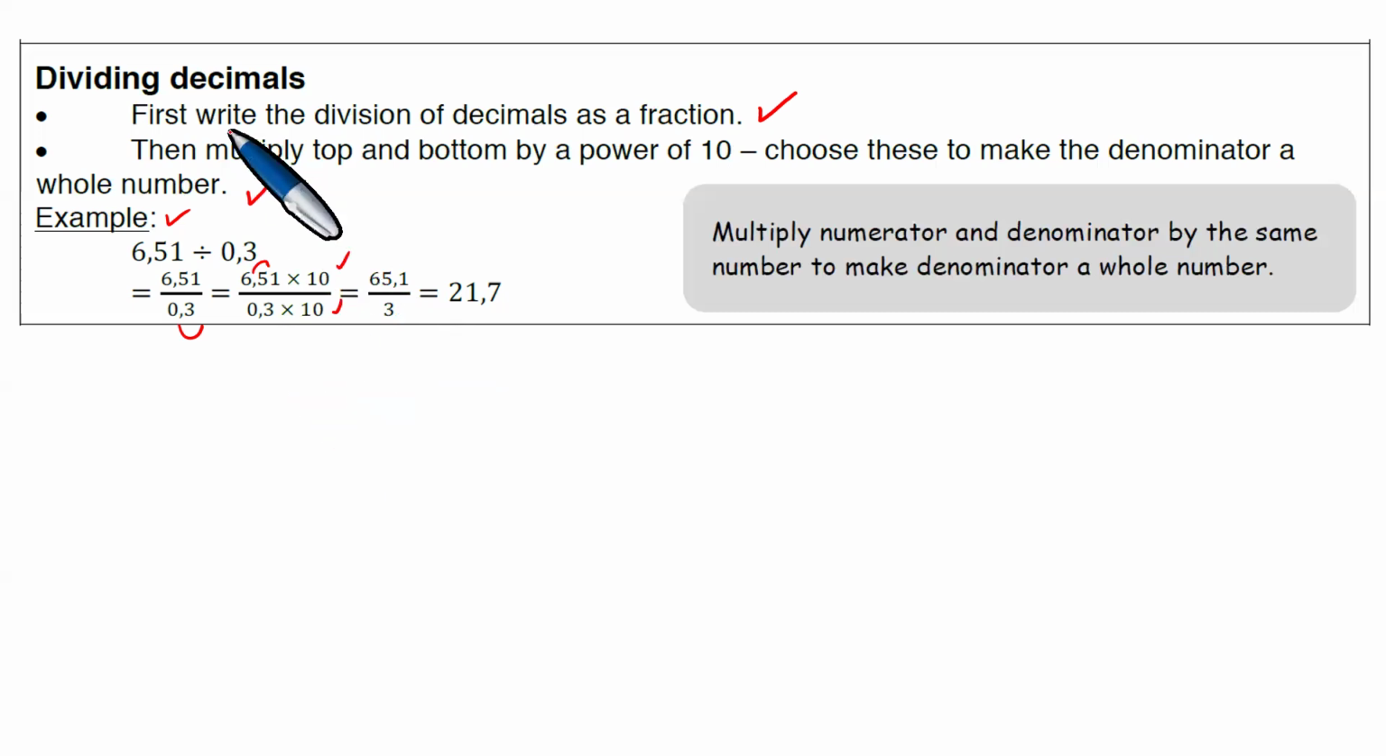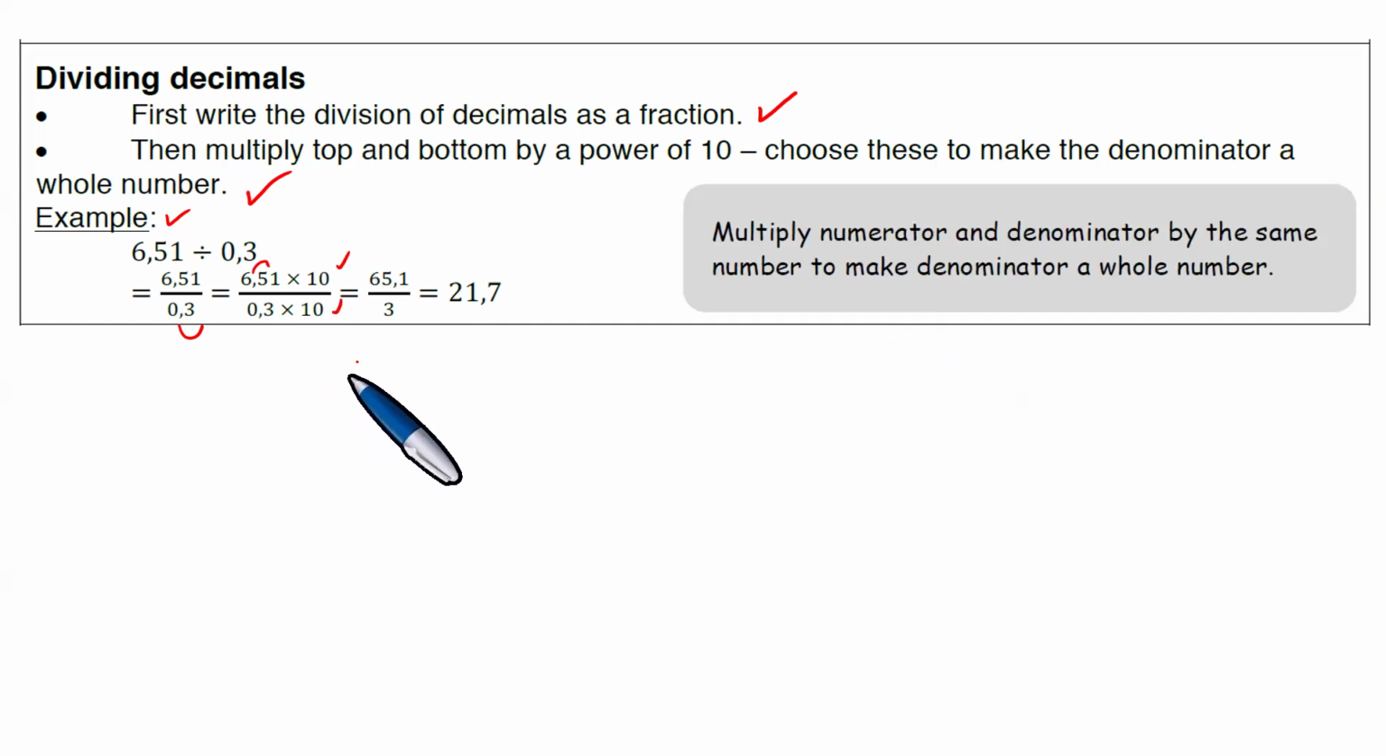All right. So first, write the division of decimals as a fraction. Then multiply top and bottom by power of 10. Choose these to make the denominator a whole number. Multiply the numerator and denominator by the same number. We multiplied here the numerator and denominator by the same number to make the denominator a whole number. Once the denominator is a whole number, it's much easier, because then you can divide. How do we do the division?